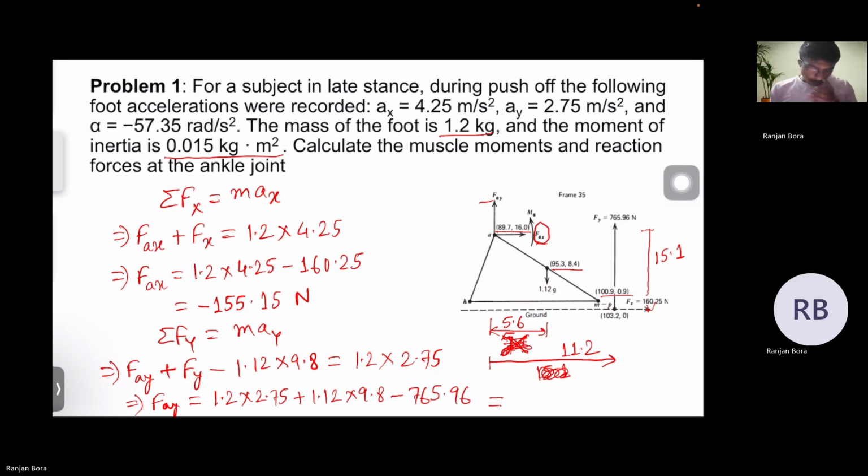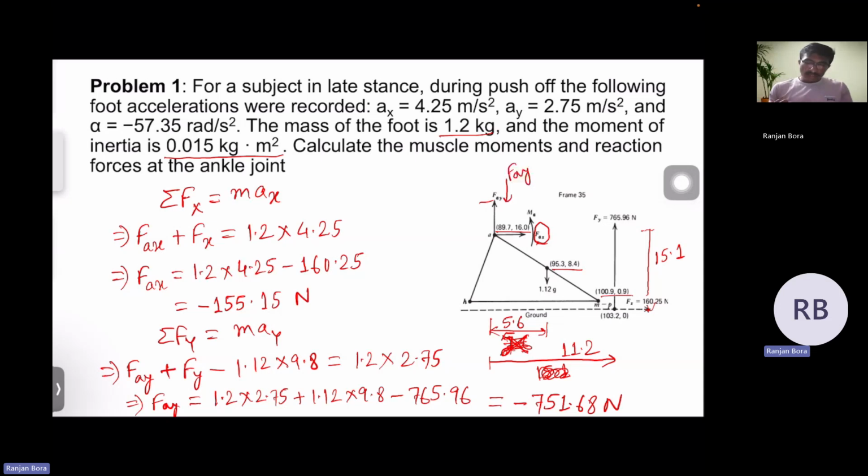So these are coming as negative. Fx is negative and Fy is also negative. That means here the direction, we can see the direction of Fx and Fy, these are towards the positive direction of x-axis and positive direction of y-axis. And from our calculations, we have found out negative. That means the actual direction will be in the reverse direction. That's why the actual Fay direction will be vertically downward, and actual Fax direction will be in the negative x direction.